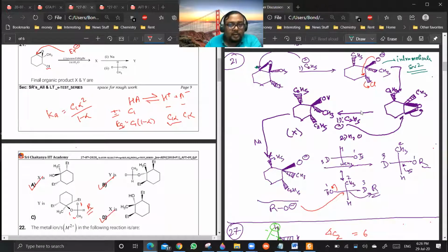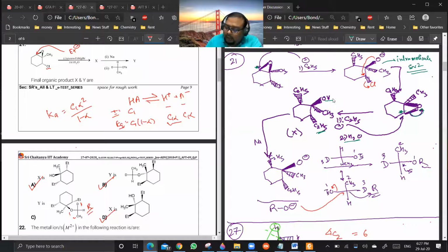Now you have an excess of C2H5O minus. So again C2H5 minus will attack the less hindered carbon of the epoxide, which is this one. In this case, this will again open up, so this C2H5 will also be down. After that, if you add H2O, you will get OH here. Are you getting this point up to this? Yes or no? Yes, sir.